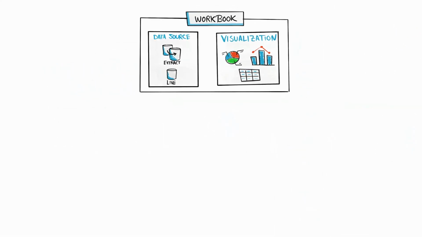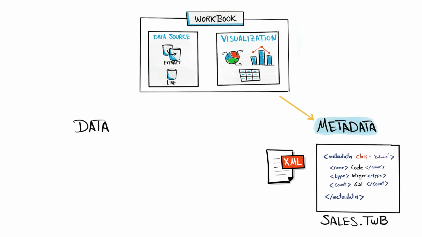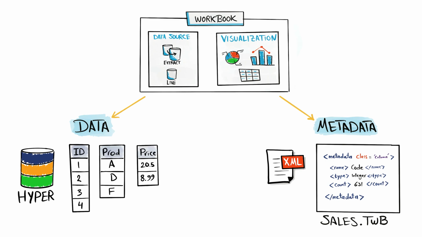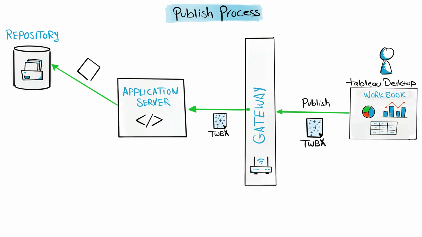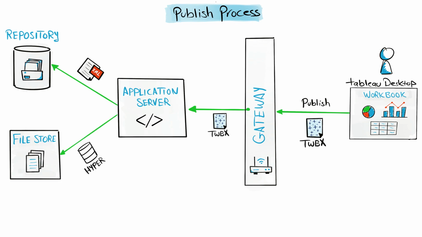And as we learned, the Tableau workbook holds two different types of information: the metadata stored in the XML files and the data itself stored in hyper files. And in Tableau Server, those two different types of files are going to be stored in two different places. The application server is going to send the XML file to be stored in the server component called the repository, and the hyper file is going to be stored in another component called the file store.